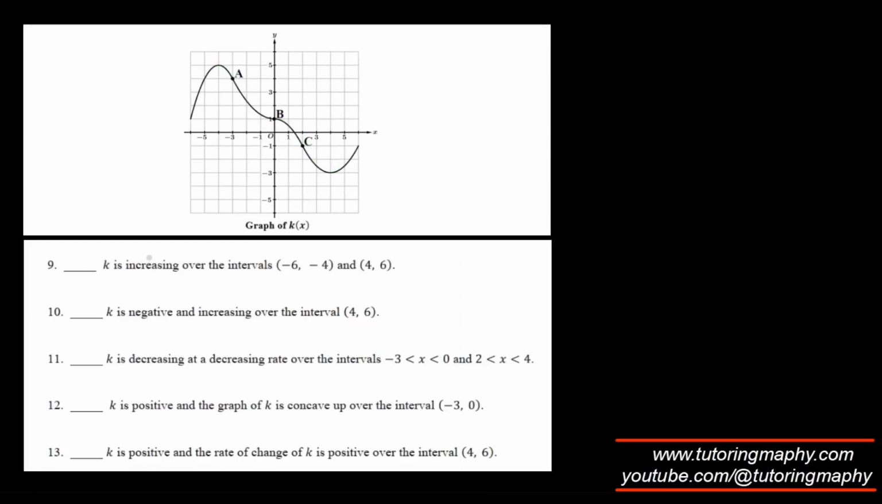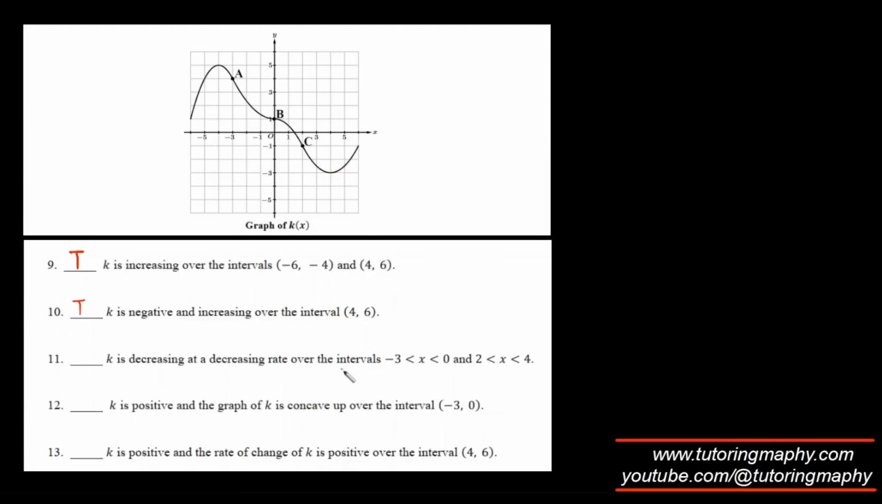All right, more questions on the same curve. K is increasing in the interval -6 to -4, sorry, and 4 to 6 as well. Yes, 4 to 6 as well, it is climbing. So that's absolutely true. K is negative and increasing in 4 to 6. 4 to 6 is already highlighted. K is negative because K is below the x-axis. Remember, they are not asking about ROC here. They are just asking whether the function is negative. Yes, the function is negative because it is below the x-axis. And is the function increasing? Yes, the function is definitely climbing in nature. So that's true as well.